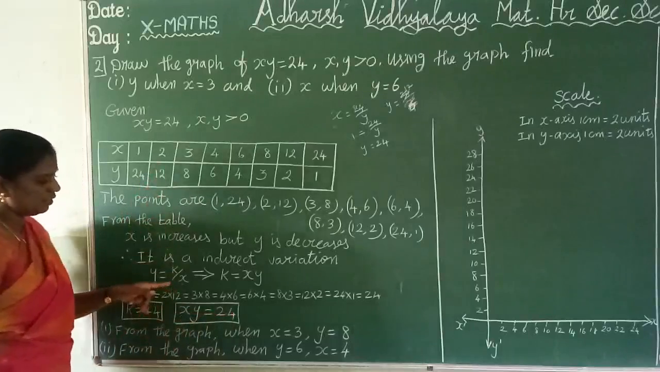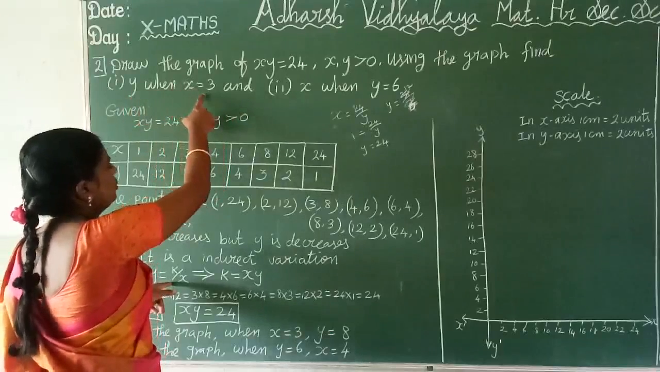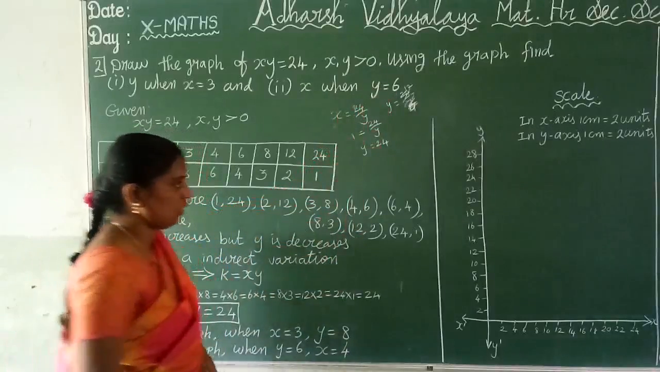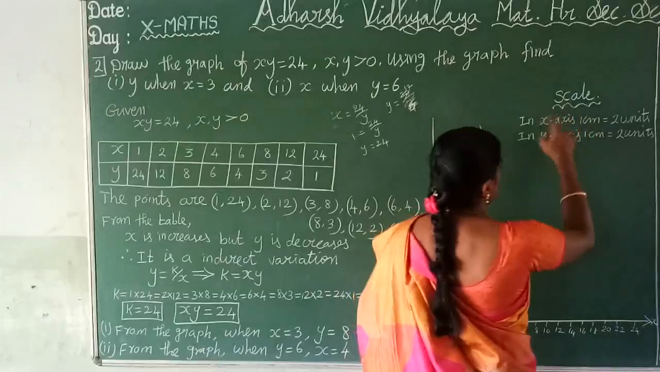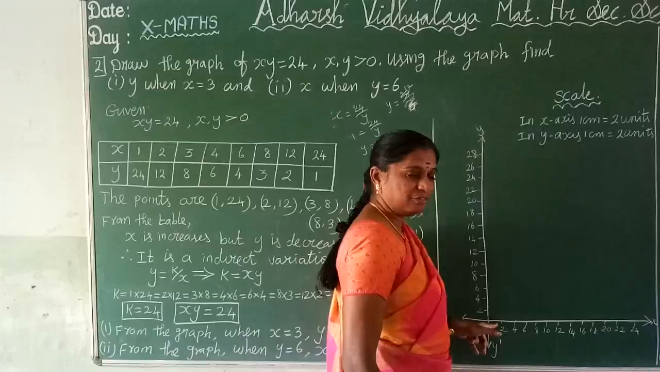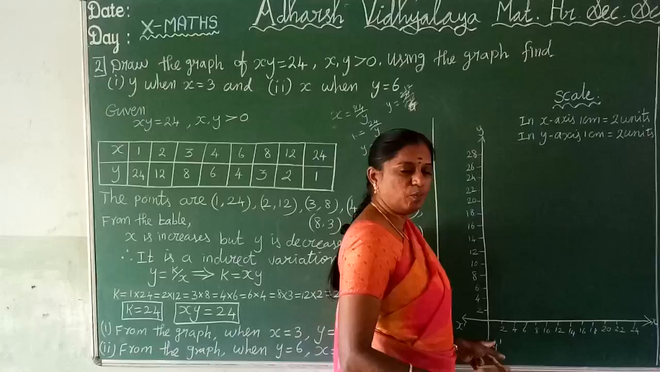Using these table values, we have to find the y value when x equal to 3, and the x value when y equal to 6. First write the scale value. Scale in x axis 1 cm is equal to. Using your graph, check how many lines there are, and then mark the points.